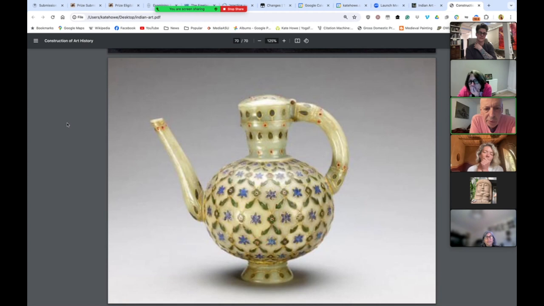This is jade with inlaid precious stones and semi-precious stones. The 17th century.